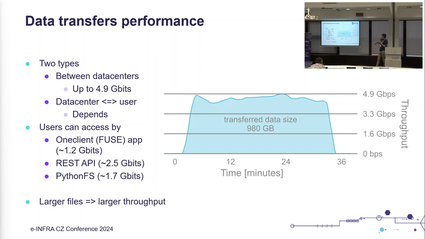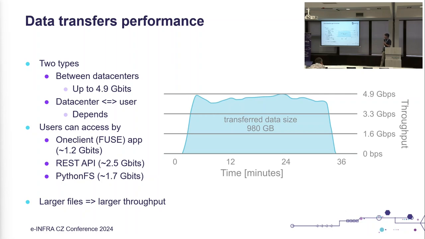But there is a second type of transfer, data center to user. And in this case, it depends. User can use several types of access methods. One is the Oneclient app. It uses Fuse, and it was much slower. It is about 1 gigabit throughput.